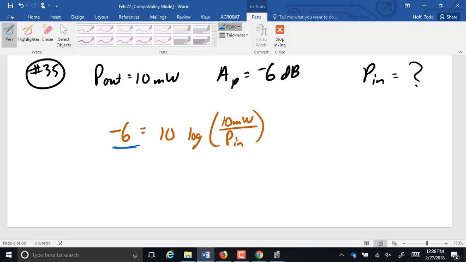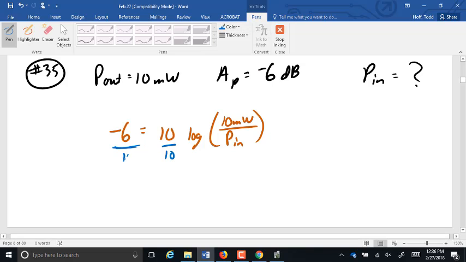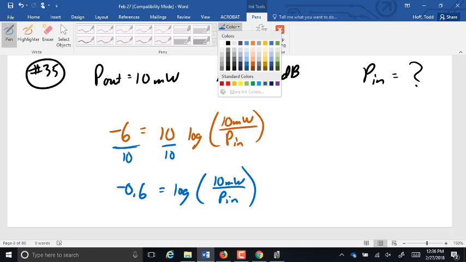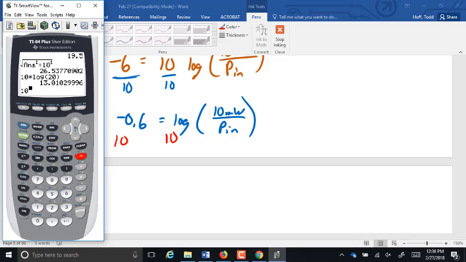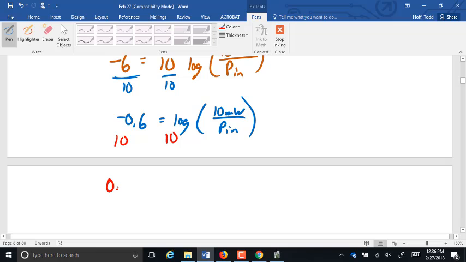Now we're going to solve this. We're going to divide by 10. Negative 6 divided by 10 is negative 0.6, equals log of 10 milliwatts over P in. And we solve by getting rid of the log by doing what? 10 to the power of. So 10 to the power of negative 0.6 is 0.2512, equals, now here the log is gone, it's just 10 milliwatts over P in.